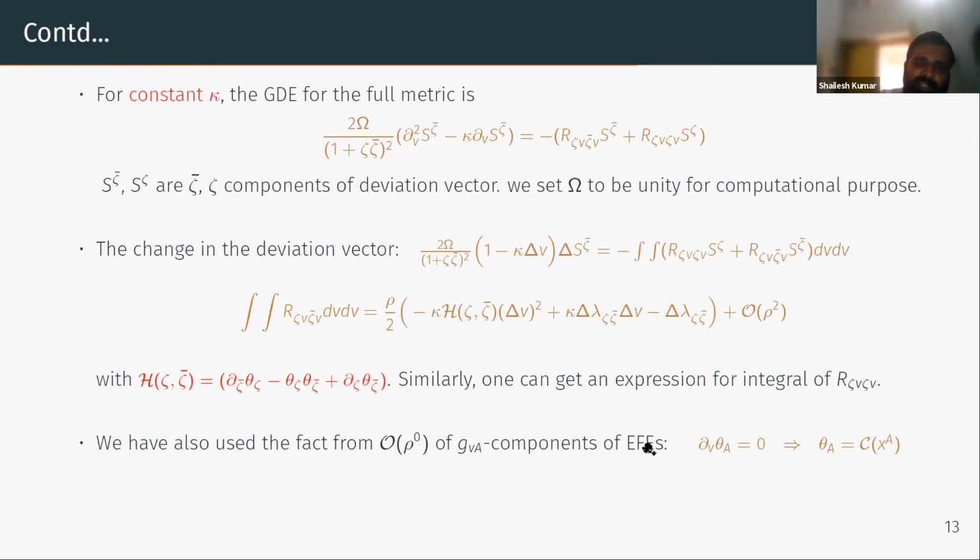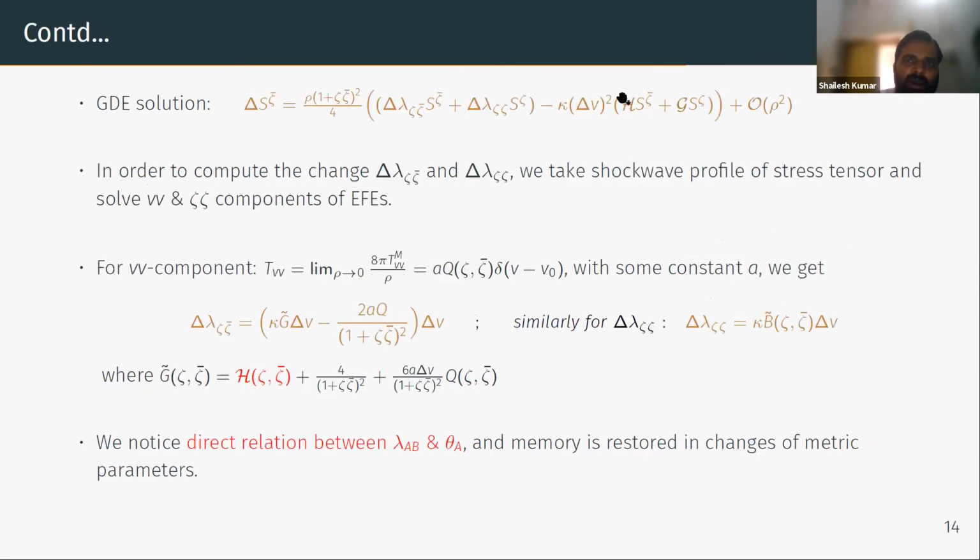Now further, if we put in our other component of the Riemann tensor, we will finally get the compact form of the geodesic deviation equation solution, which can be written in this form. And this is basically our displacement memory. To compute this, we look at one more property: this delta lambda zeta zeta bar, delta lambda zeta zeta, can be computed using the Shockwave profile of the stress energy tensor of this form.